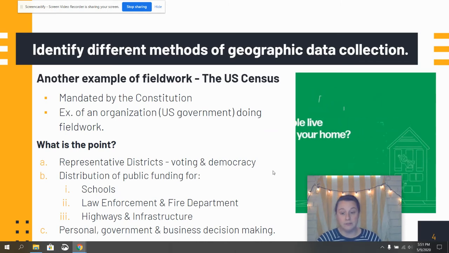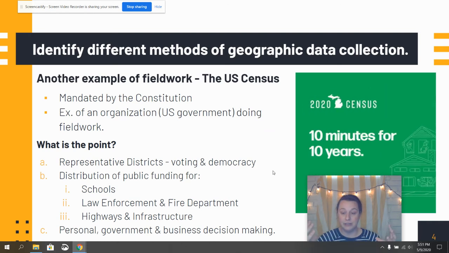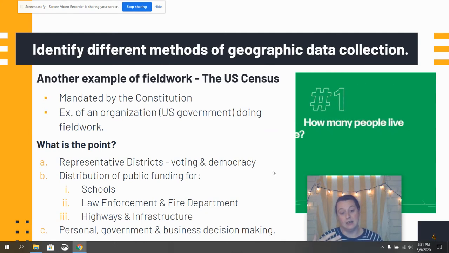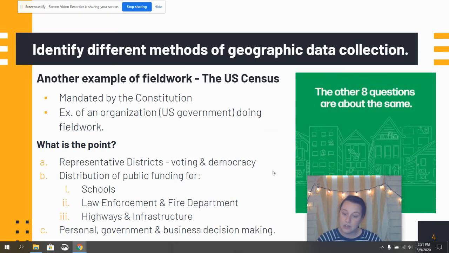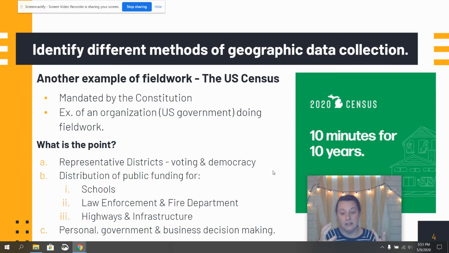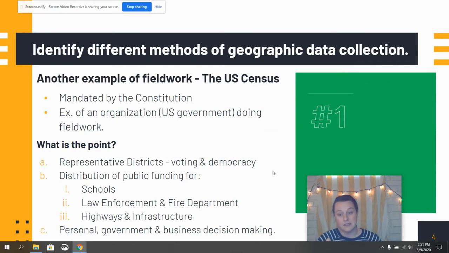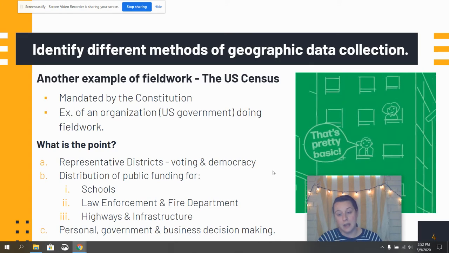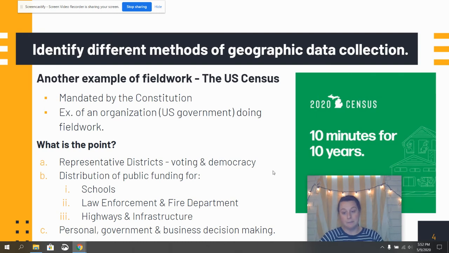Another example, which is really important, is public funding, right? So public funding is given to not only the states, but the states give it to the local governments for things like schooling, law enforcement and fire departments, for building highways and maintaining infrastructure. All of this is wrapped up in how many people live in a certain city or a certain district. And so the government has to get an accurate number of how many people are living there before they can then distribute that money.